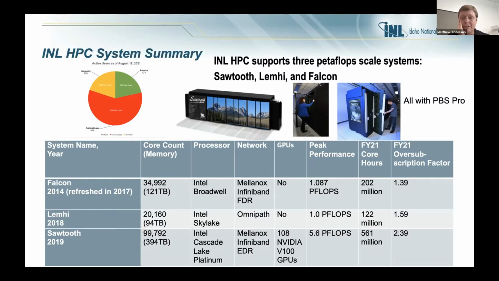We have a lot of oversubscription, so for every running job, we have about 2.3, 2.4 jobs waiting in queue. We delivered over 1 billion core hours last year. So there's a lot of work, and most of these are smaller jobs, under 10,000 cores. And everything we support, we use PBS Pro.